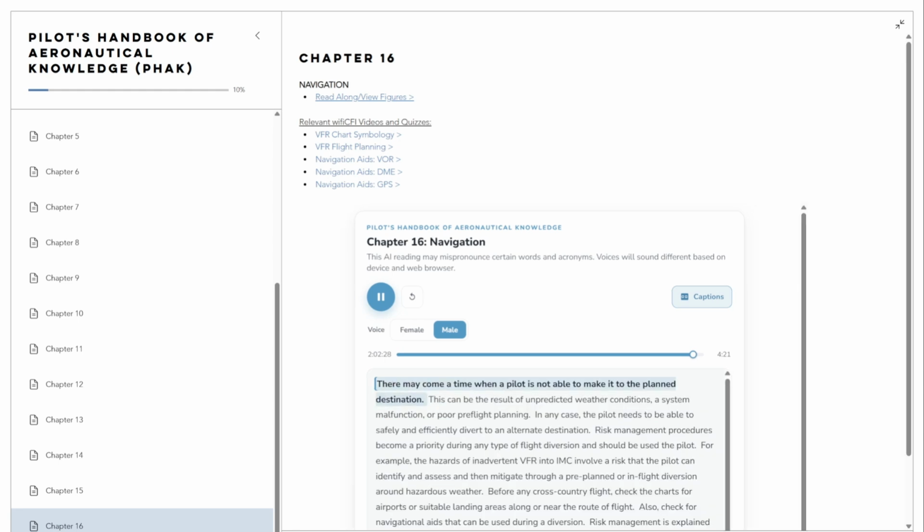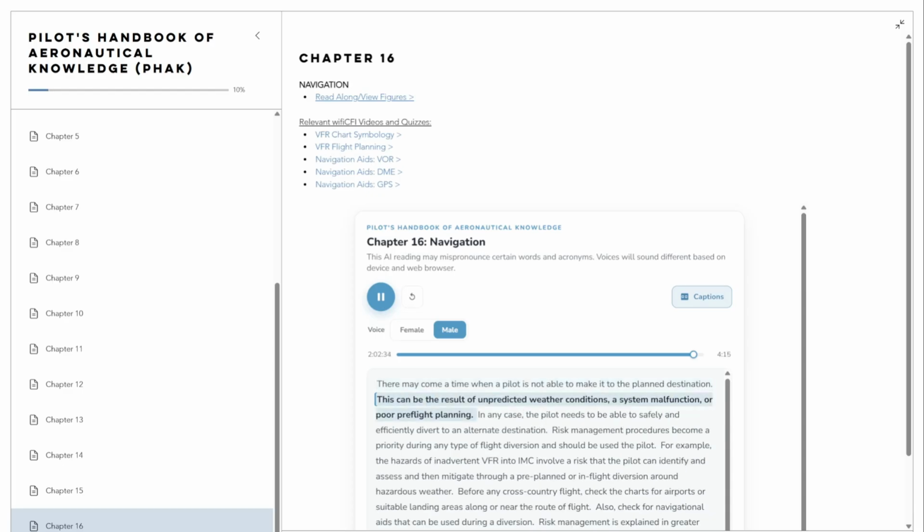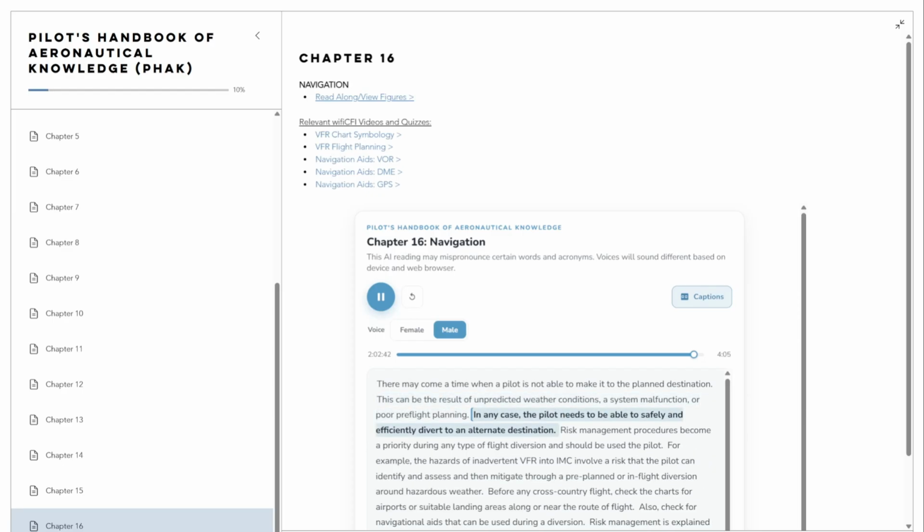Flight diversion. There may come a time when a pilot is not able to make it to the planned destination. This can be the result of unpredicted weather conditions, a system malfunction, or poor pre-flight planning. In any case, the pilot needs to be able to safely and efficiently divert to an alternate destination. Risk management procedures become a priority during any type of flight diversion and should be used by the pilot. For example, the hazards of inadvertent VFR into IMC involve a risk that the pilot can identify and assess and then mitigate through a pre-planned or in-flight diversion around hazardous weather.